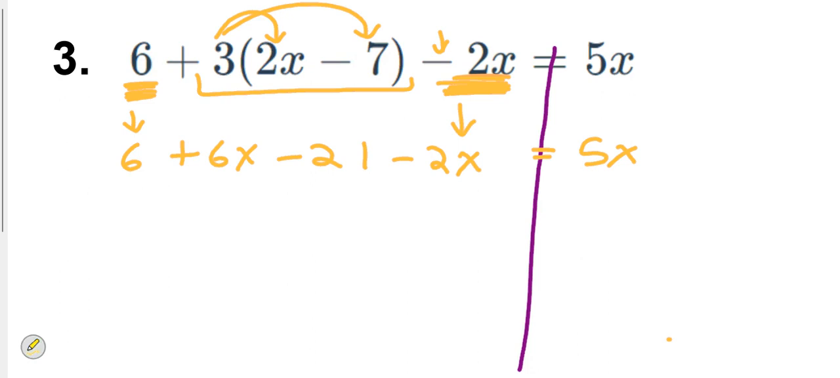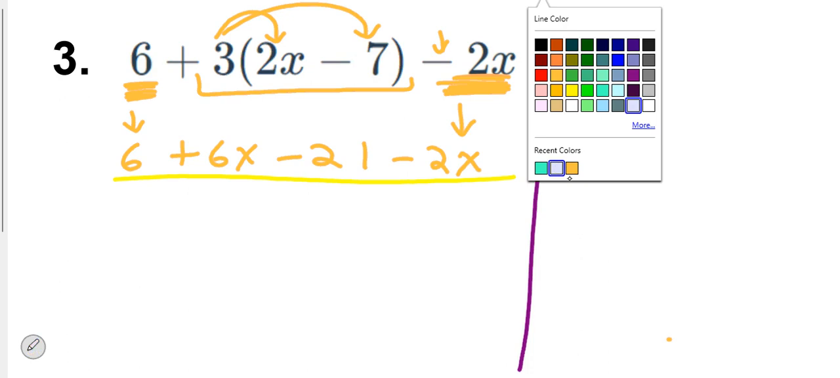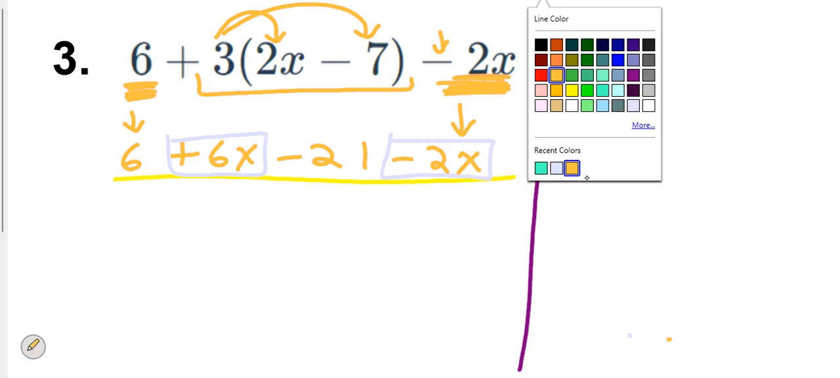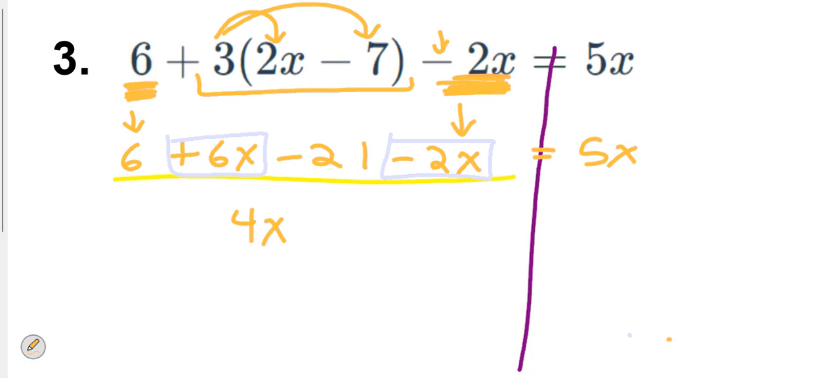All right, it looks like we got a lot of like terms on the left side. So let's get the lavender out. And let's see. We've got a 6x and a minus 2x. That's going to give us what? A 4x. And then let's get that harvest gold out. We've got a 6 minus 21. That just kind of looked random. All right. So 6 minus 21, that's going to give me a minus 15, right? Oh, gosh, I got to switch colors. Okay. And then we bring down the equal and the 5x.